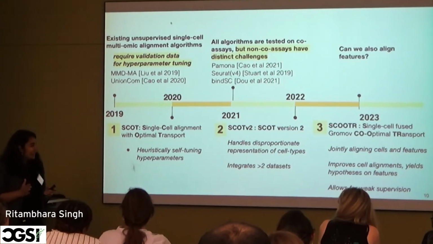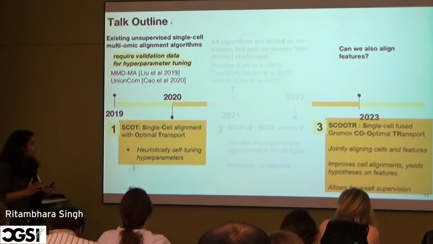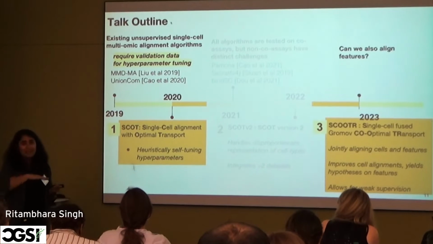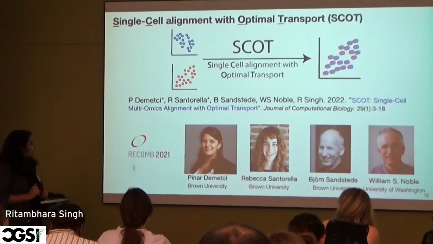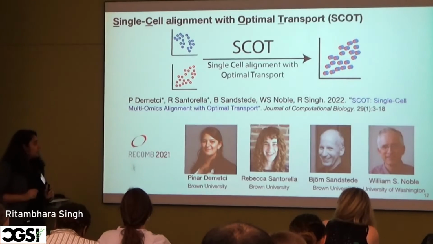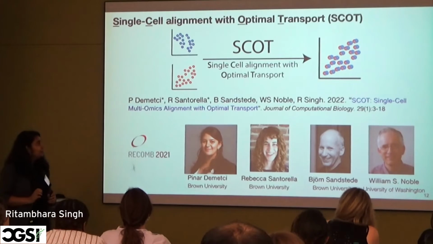So in the interest of time, I'm going to focus on SCOT because it will lay the groundwork, and then talk about our more recent method, SCOOTER. If you're interested in learning more about SCOT version 2, I'm happy to talk about it offline. So SCOT's development was led by two PhD students, Pinar and Rebecca.